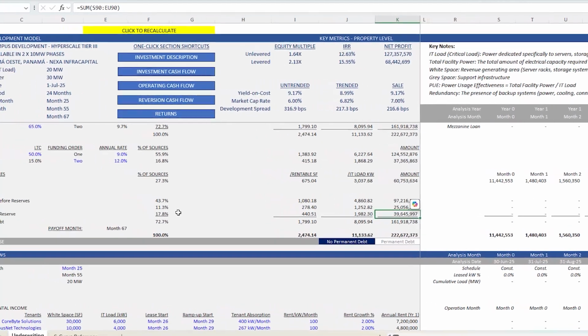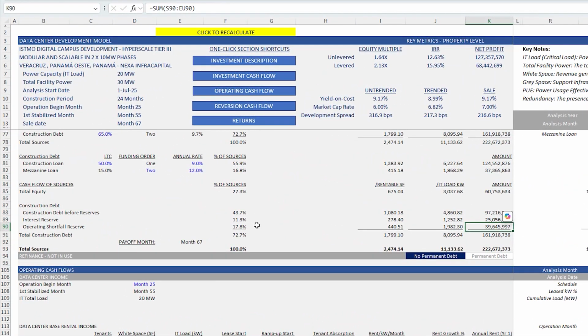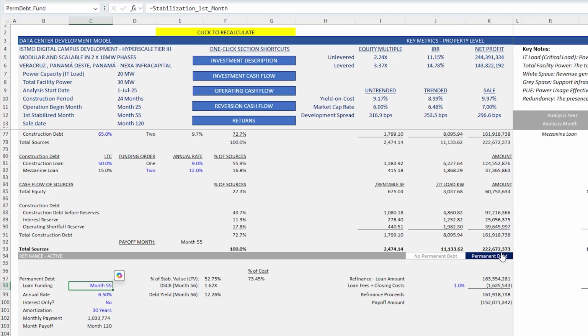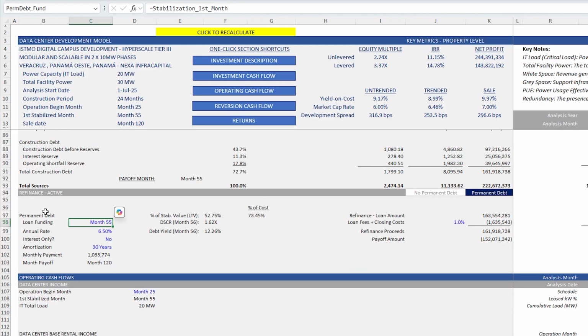Now, this model also includes the option. While by default it assumes that you sell at stabilization, you have the ability to add in permanent debt. So click this toggle permanent debt, and that opens up the ability to add a perm debt piece to take out your construction stack. So you'll have some loan funding month, some annual rate. Again, it's assumed to be fixed, or an average of your variable across the loan term, and whether it is interest only or not. It does not have the ability to do partial interest only.